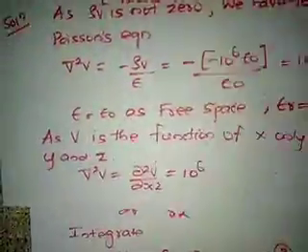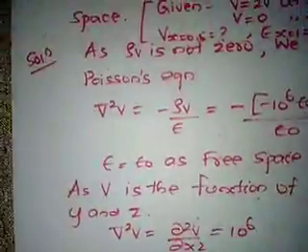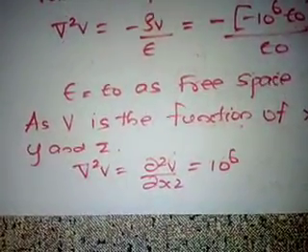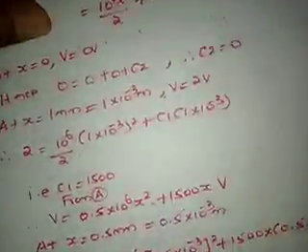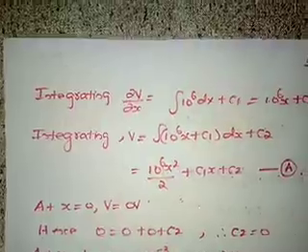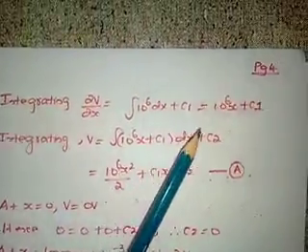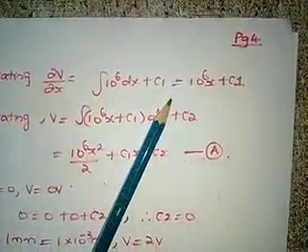So next, del square V, that is dou square V by dou x square, is equal to 10 raised to 6, right? We have got dou square V by dou x square equal to 10 raised to 6. So integrating this, we get dou V by dou x is equal to integration of 10 raised to 6 dx plus c1, constant c1.